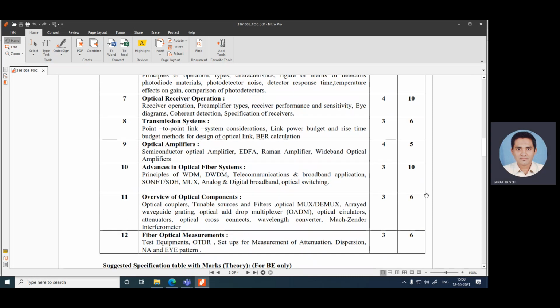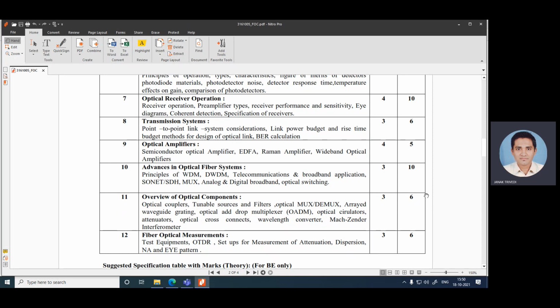Chapter 11. Overview of optical components. This chapter includes optical coupler, tunable source and filter, optical multiplexer and demultiplexer, arrayed waveguide grating, optical add-drop multiplexer, optical circulators, attenuator, optical cross connect, wavelength converter, and Mach-Zehnder interferometer. This chapter requires 3 total hours and the weightage is 6%.